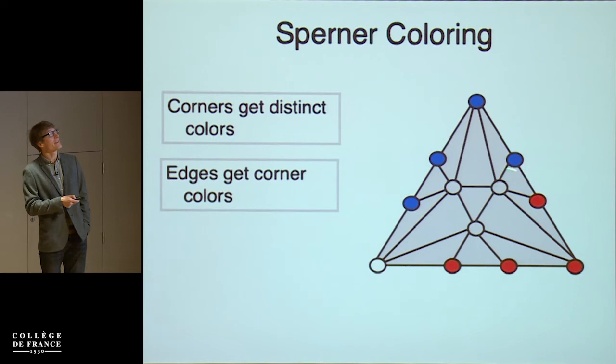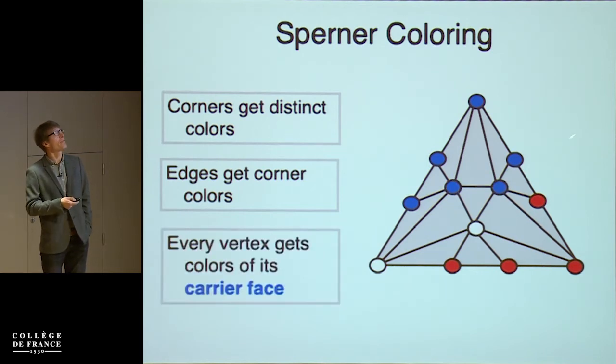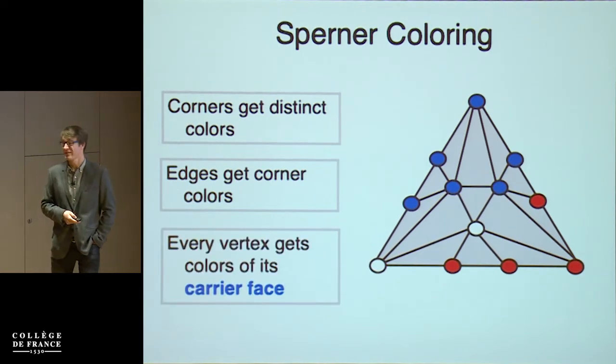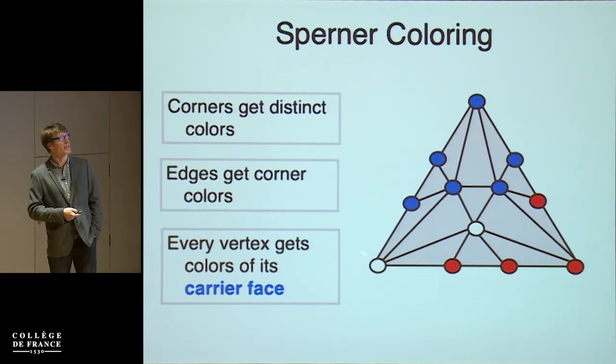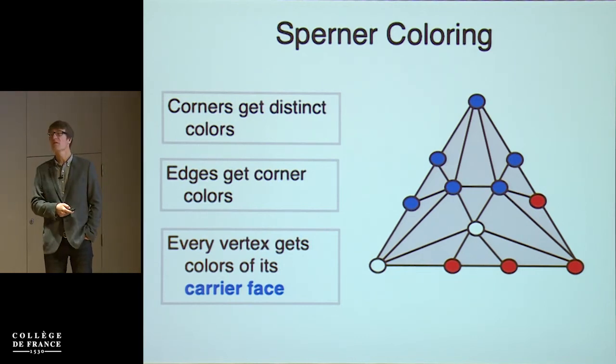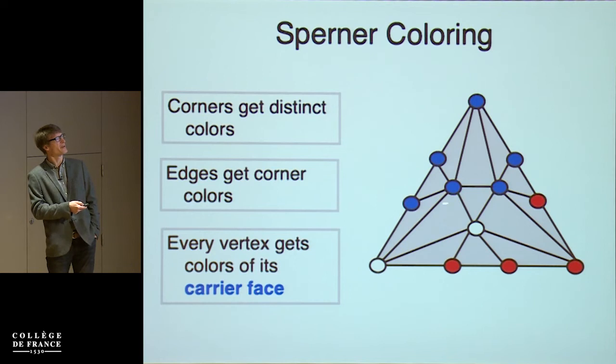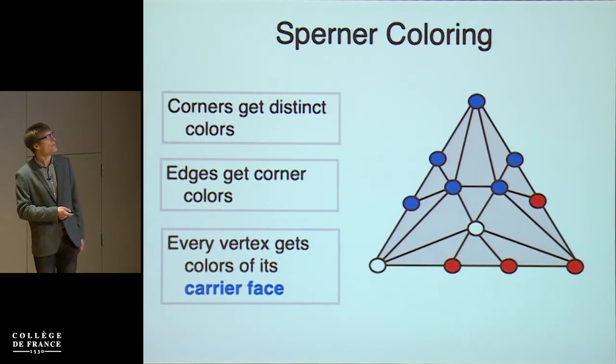Okay, and then finally, more generally, I just say that every vertex gets the color of its carrier face. So it's like the minimal face of the original simplex to which the vertex belongs. Yeah, so here, for example, the internal vertex belongs to the whole simplex, and the corners of this whole simplex are all these three colors, so I can choose any color for the internal vertices. Well, in this case, it's not very nice because I choose only two, but you could also color this red, no problem, or this one, okay?